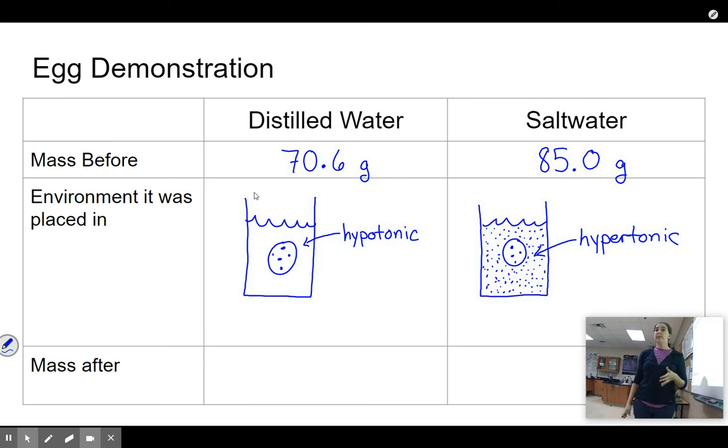Take a minute and think about what you learned on Tuesday and what you saw in the carrot lab on Tuesday. And make a prediction. What do you think is going to happen to the mass of each egg? And see if you can explain why. We're going to come back to this demonstration in a couple hours and see how much the mass has changed and see whether your predictions were correct and try and explain it based on what we know.